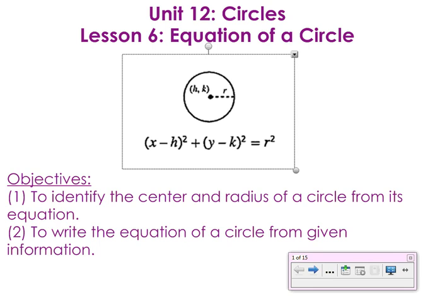All right, so for today's lesson, we're going to be talking about the equation of a circle. By the end of today, I'm hoping that you're going to be able to identify the center and radius of a circle given the equation, and also be able to write the equation given some pieces of information.